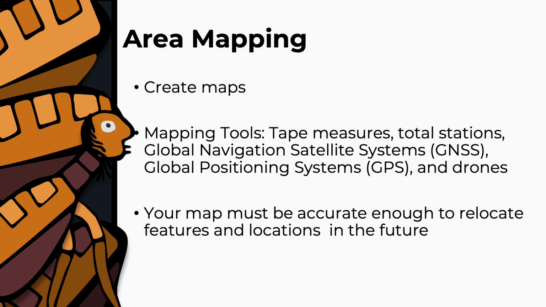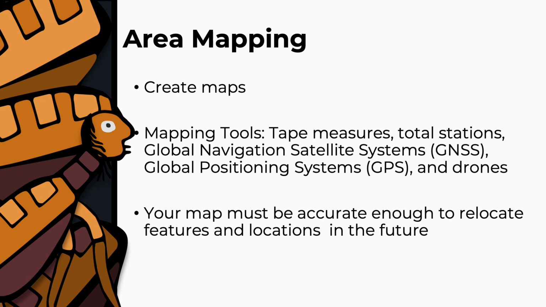Once you have identified the areas you wish to search, one of the first tasks will be to create maps of those areas to help plan and organize your investigation. This will include identifying and mapping areas of high potential, mapping obstacles and other landscape features within and around the survey area, and laying out the grids required for geophysical survey. There are many mapping tools available depending on the location of the work. These include tape measures, total stations, global navigation satellite systems, global positioning systems, and drones.